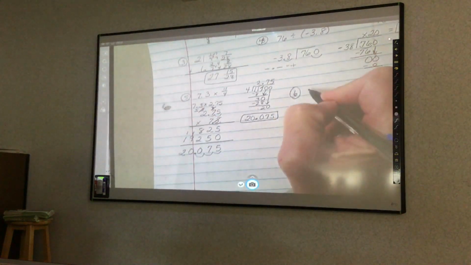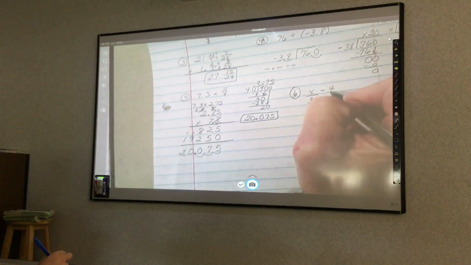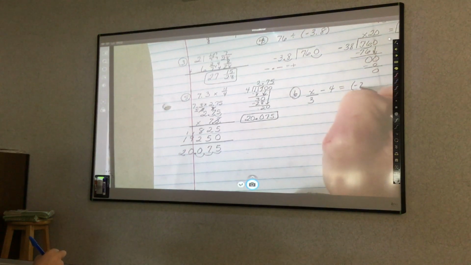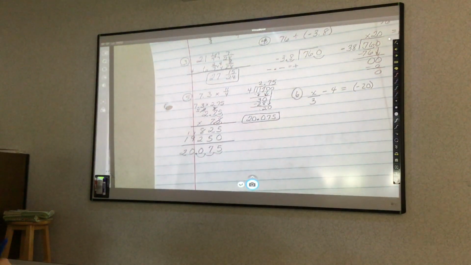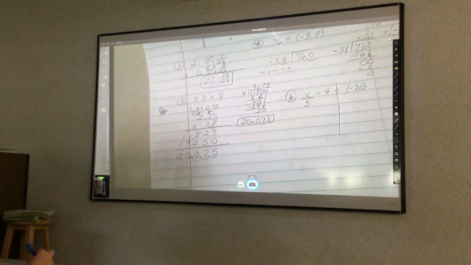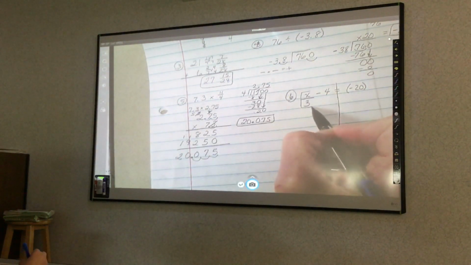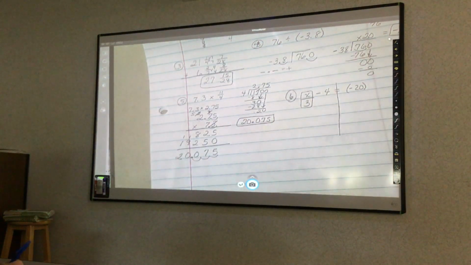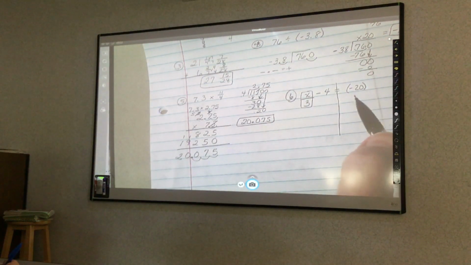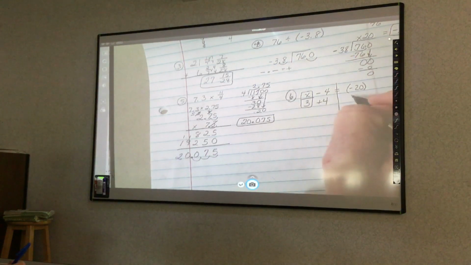Number 6 is an equation. X divided by 3 minus 4 equals a negative 20. You should all have copied the equation. Then you should have all put a line through the equal sign. And then you should all box up the X and whatever's with it for right now. Then I'm going to move the 4 away from it. If I'm subtracting 4 now, I'm going to add 4, and if I add it to this side, I add it to this side.